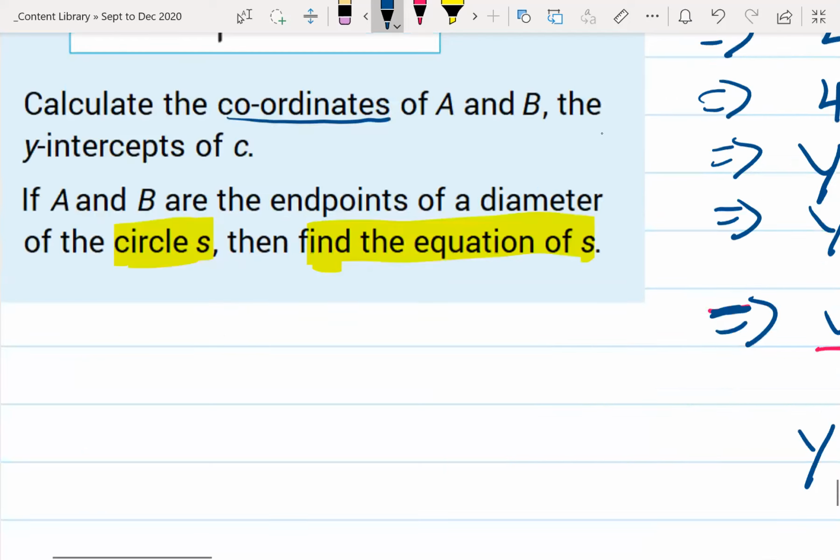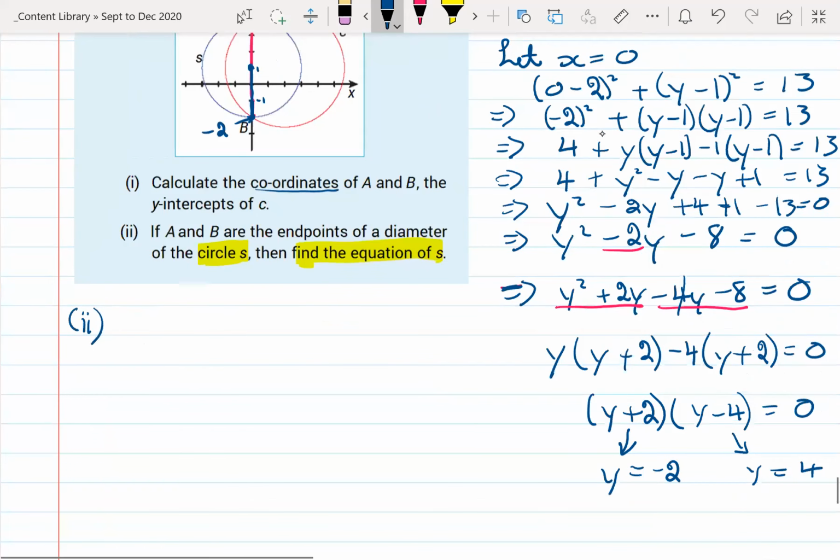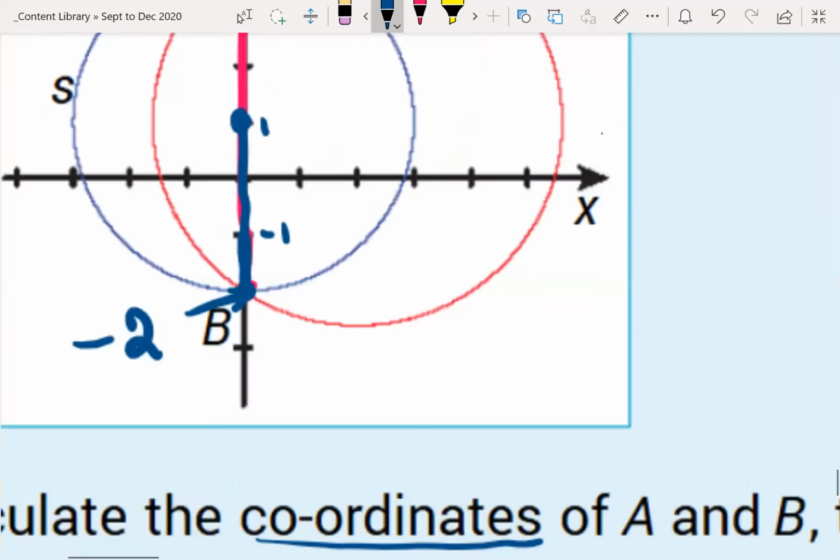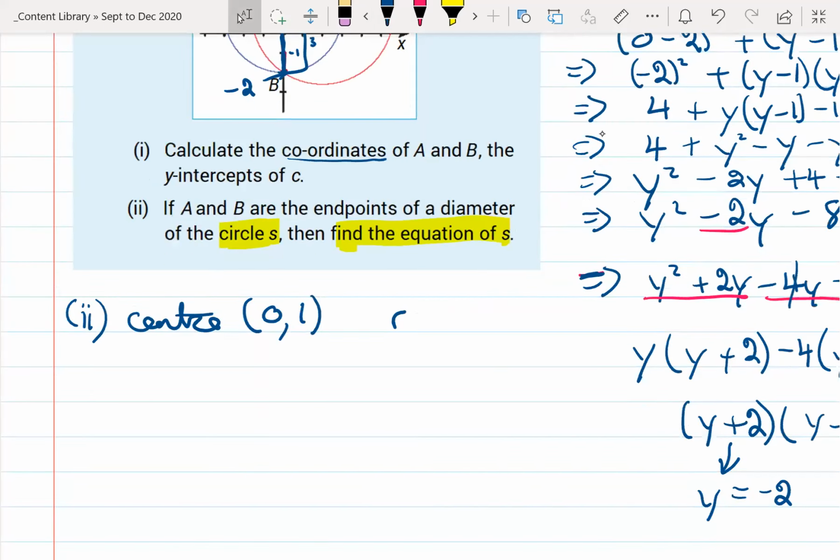So let's write that down. Center of S is (0, 1). And the radius, well, it's 3 units because it's 1, 2, 3. From there to there, that's 3 units. So that's our radius. So now we have our h, we have our k, we have our r.